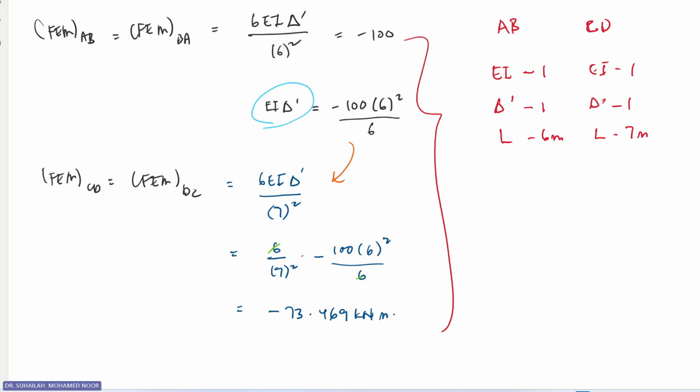That is why in the example 1 video, in the landing page, the assumption is negative 100 for AB. After calculation, CD is also negative 100, because all the ratios are 1. EI is similar, delta prime is similar, and length is also similar. But in this case, the length is not similar.